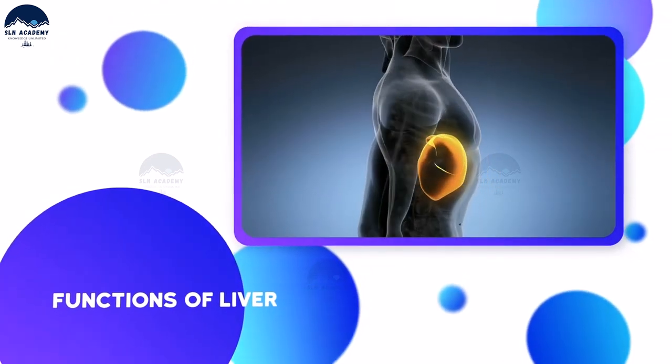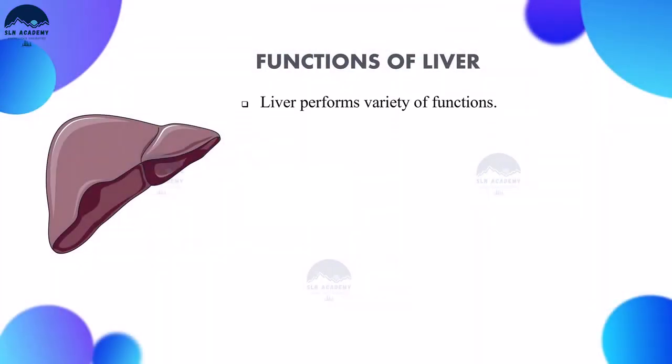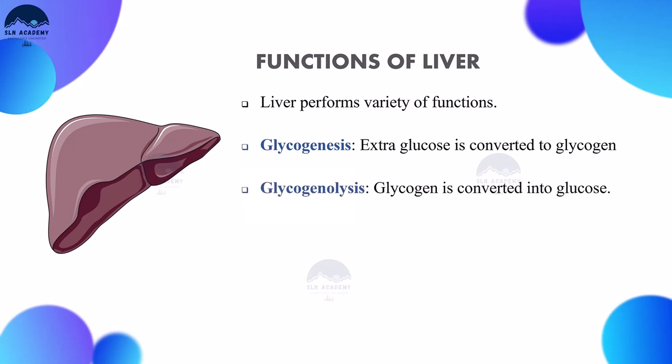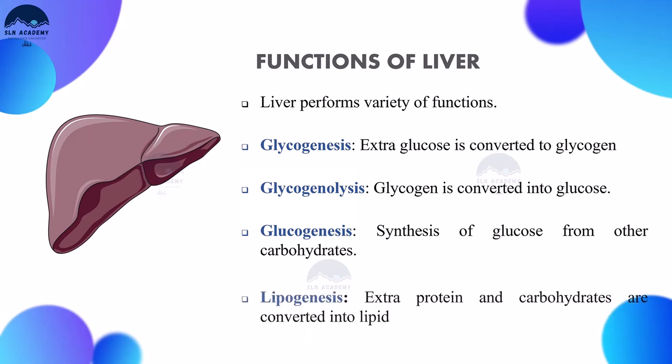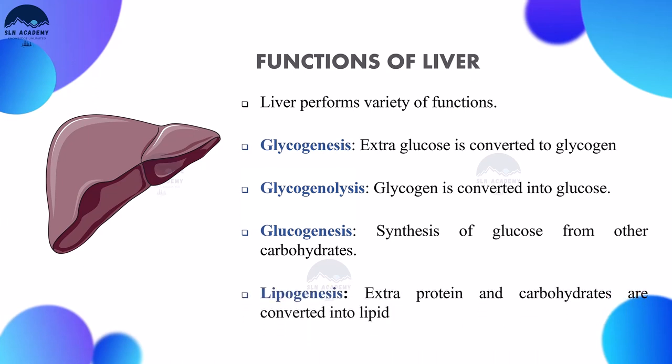Liver performs a wide variety of functions. Glycogenesis, which means extra glucose is converted to glycogen. Glycogenolysis, where glycogen is converted into glucose. Gluconeogenesis, it is a synthesis of glucose from other non-carbohydrates. Lipogenesis, in which extra protein and carbohydrates are converted into lipids.